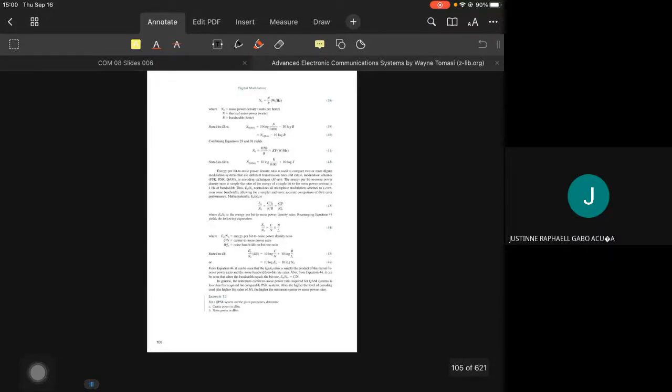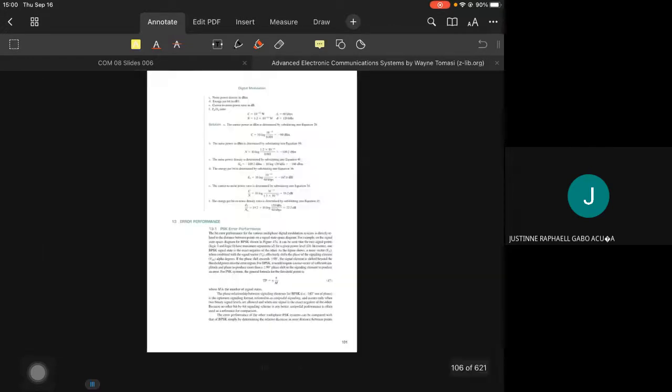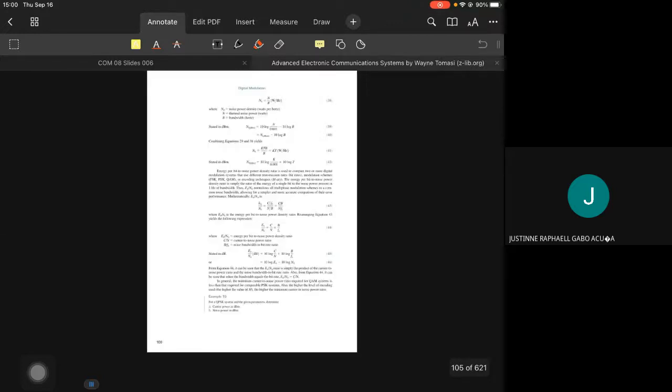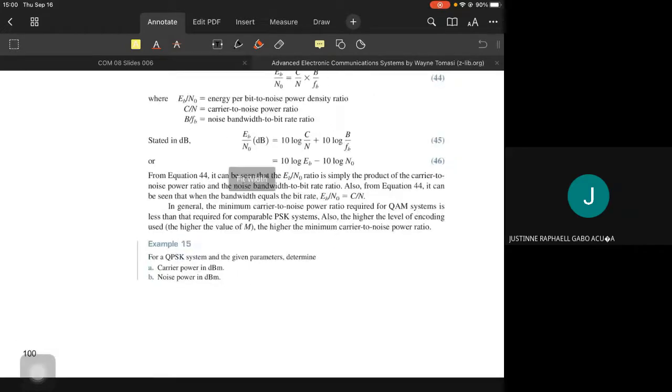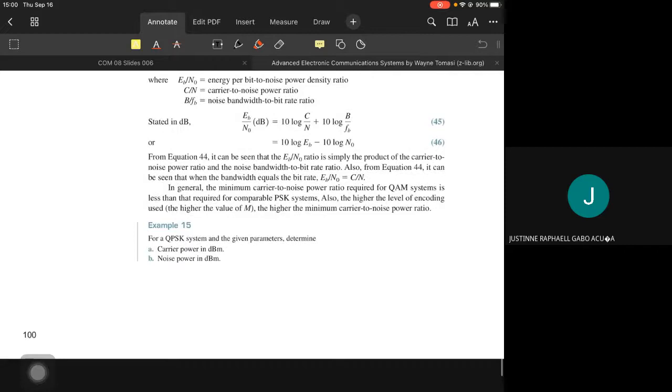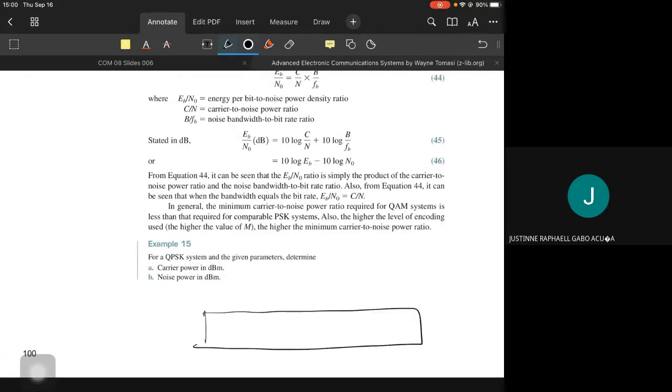So it is the same process as earlier, just more processes in parallel. For 1024, how many bits is that? 10 bits. So that is 1024 QAM.